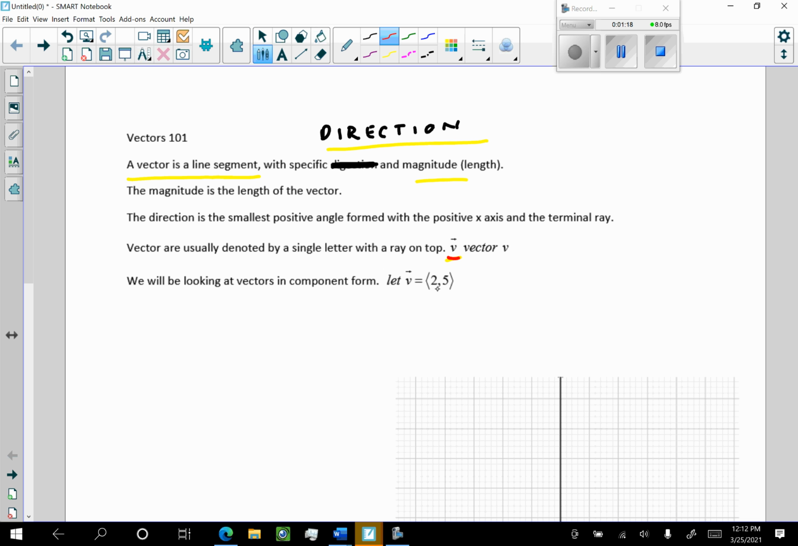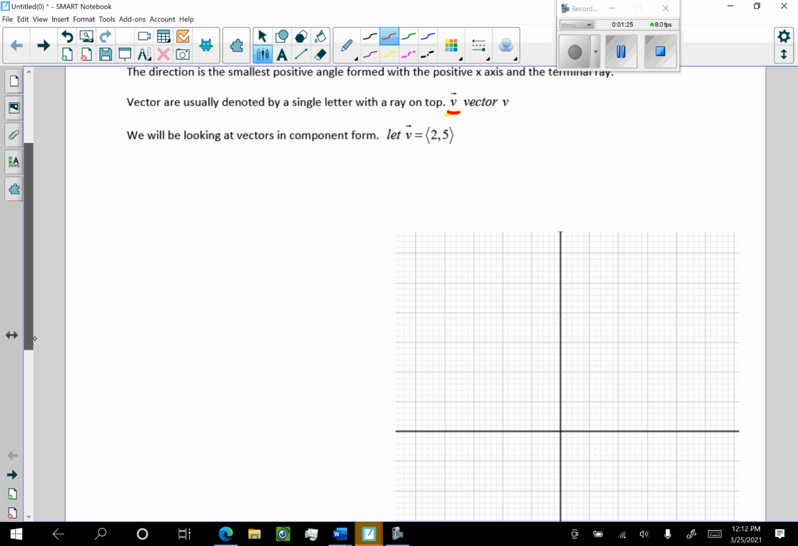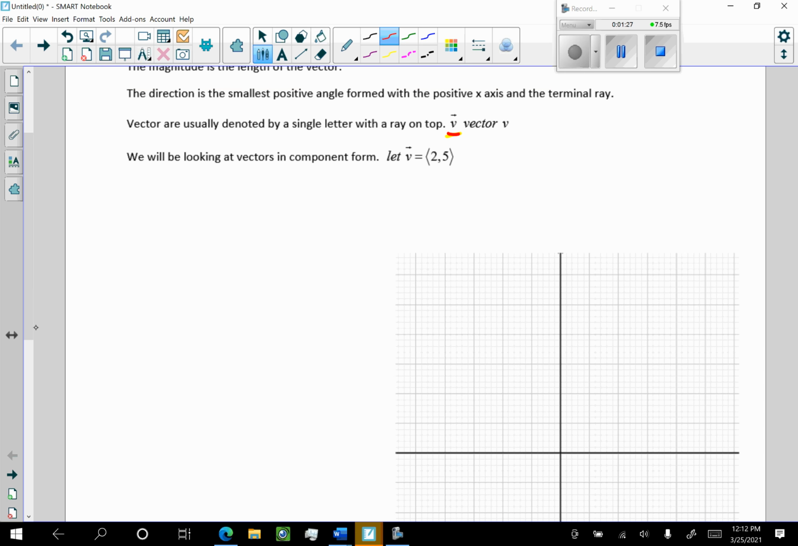And in component form, you can see this funky little parentheses 2, 5. So that's going to represent this vector. It's going to be pretty easy to understand. Over 2, then 1, 2, 3, 4, 5. So that's the terminal point. But what we want to do is create what may appear to be an array, but it's not. Bam. And so that's the component form. That's the vector 2, 5.